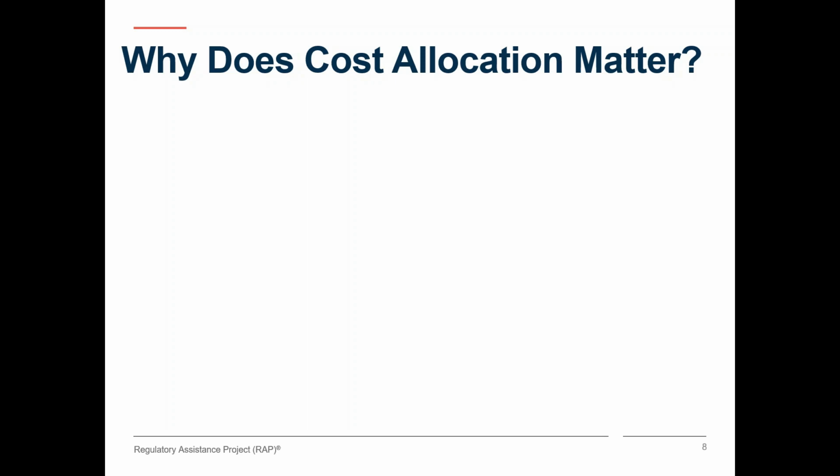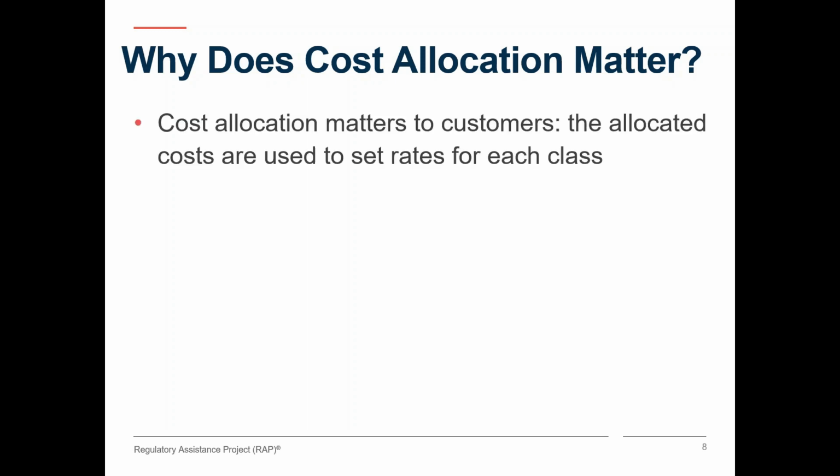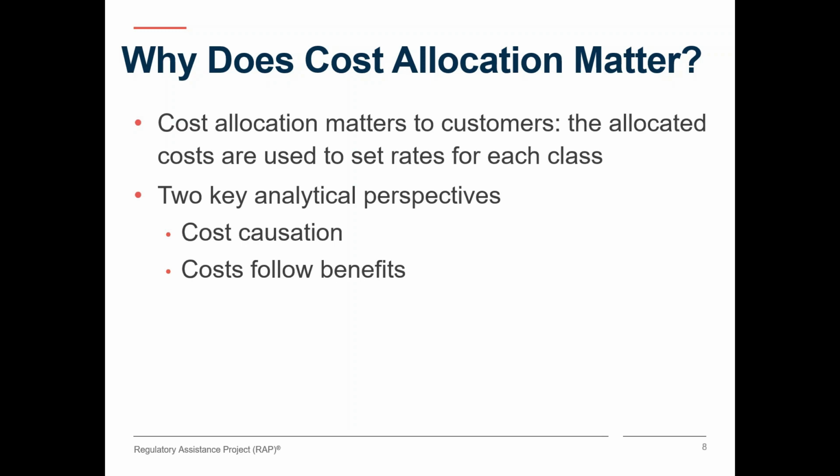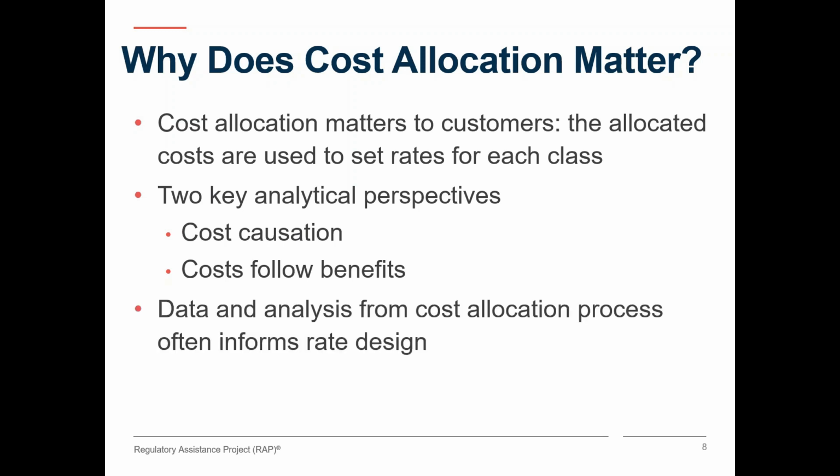So, why did we write this book? Why does cost allocation matter? Well, cost allocation matters because it determines how much each group will pay. Regulators want to find an equitable division of costs among customer classes. So what do we mean by equitable? Equity is usually defined in terms of cost causation, why the costs were incurred, or the distribution of benefits, how customers are using those assets and services. Results of cost studies can inform rate design, although the manual urges caution in that regard.